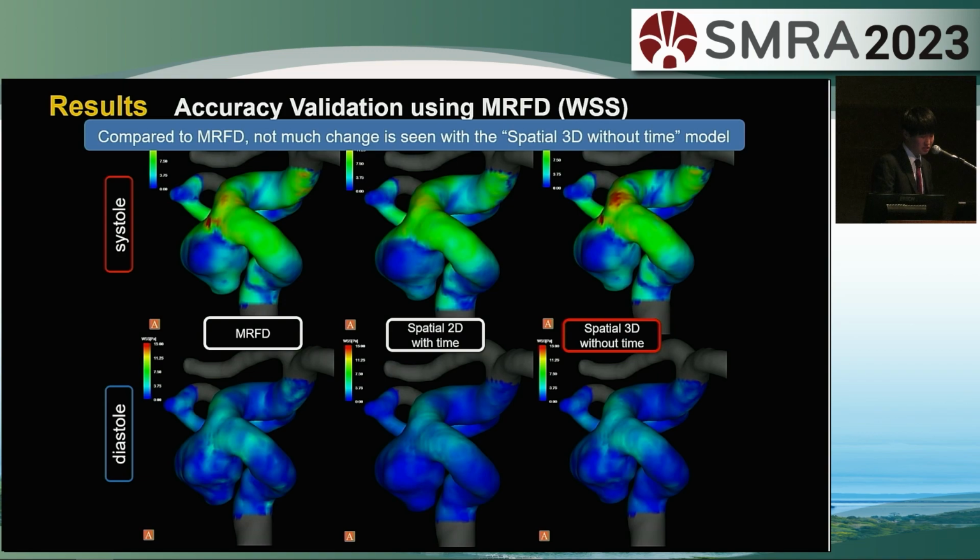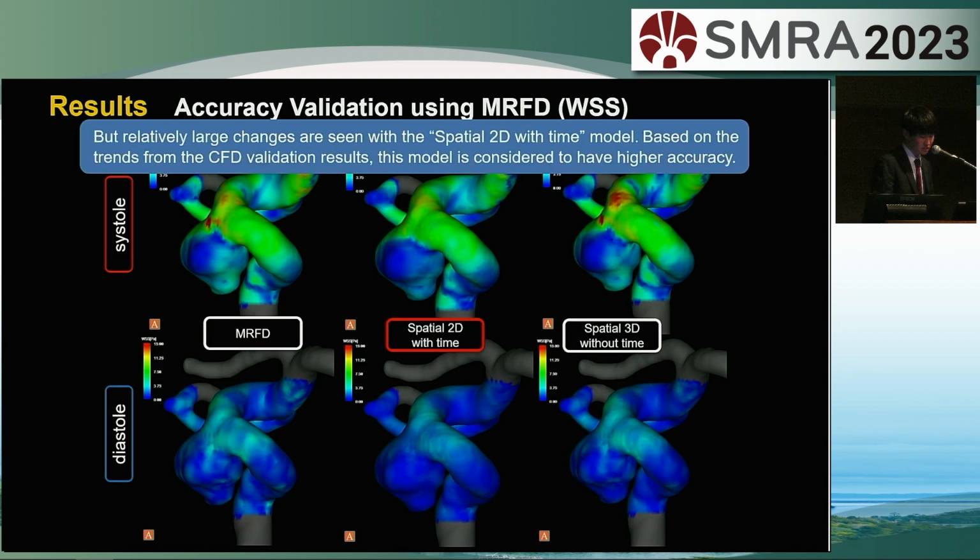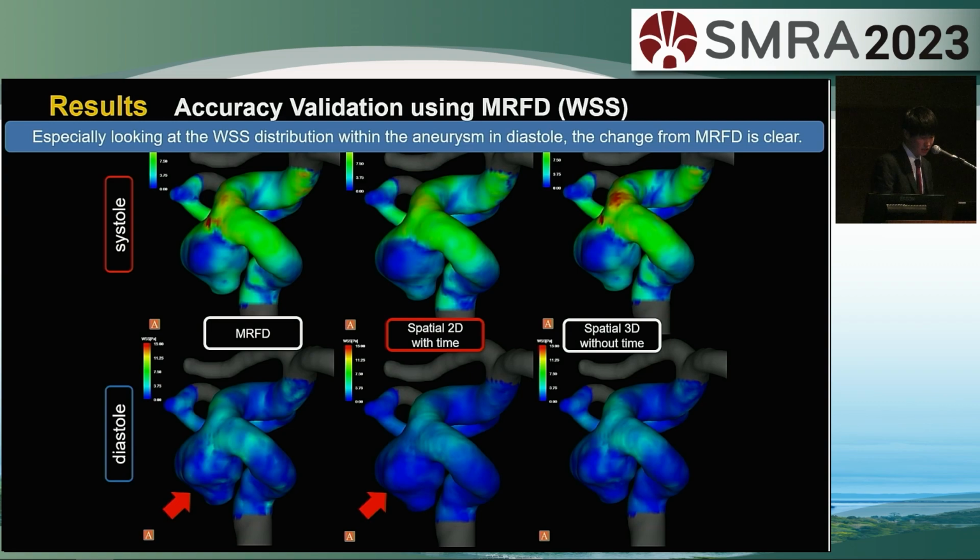Compared to MRFD, not much change is seen in WSS with the spatial 3D without time model, but relatively large changes are seen with the spatial 2D with time model in the middle. Based on the trends from the CFD validation results, this model is considered to have higher accuracy. Especially looking at the WSS distribution within the aneurysm in diastole, the change from MRFD is clear.